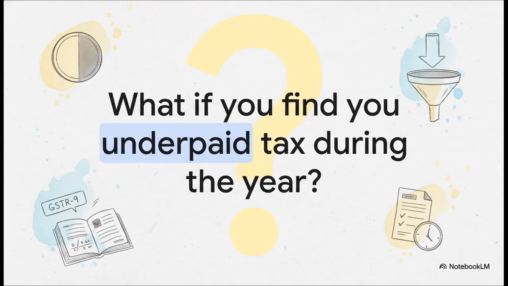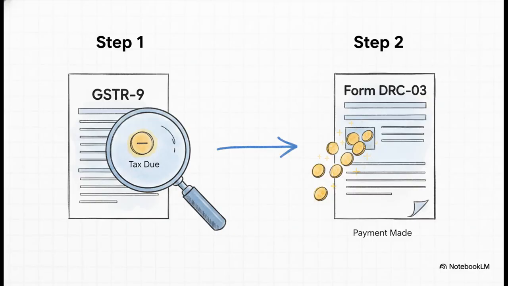But let's flip that around. What if, while you're preparing the return, you have that uh-oh moment and realize you actually underpaid your taxes during the year? Is there anything you can do? Actually, yes. The system provides a way to fix this. You can declare that extra tax liability right there in the GSTR-9 form, and then you just pay it off using a separate form, DRC-03. It's your last chance to come clean and square everything up for the year.